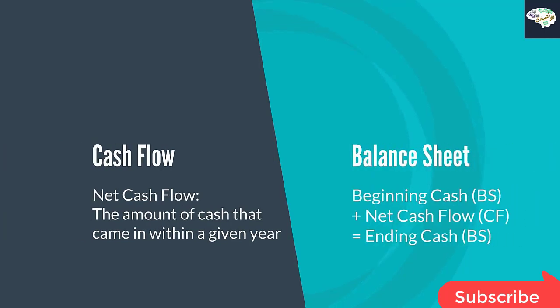The cash flow statement and the balance sheet are connected. The most obvious item that forms this link is cash. When we add net cash flow obtained in a given year to the beginning balance of cash, we would obtain the amount of cash the firm has in its bank account at the end of the year.